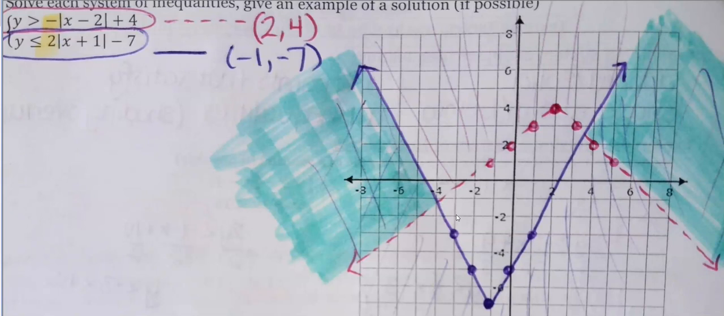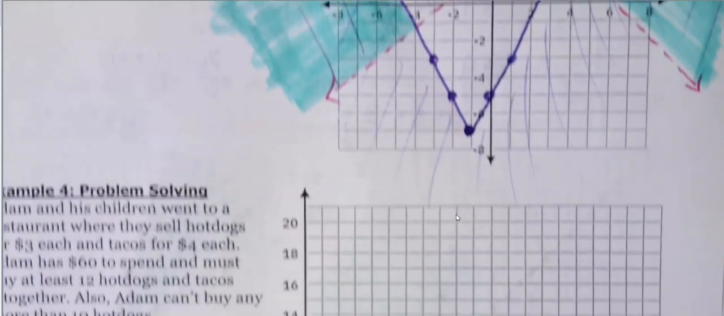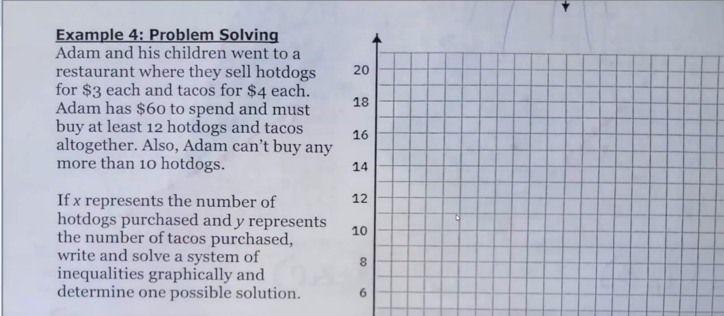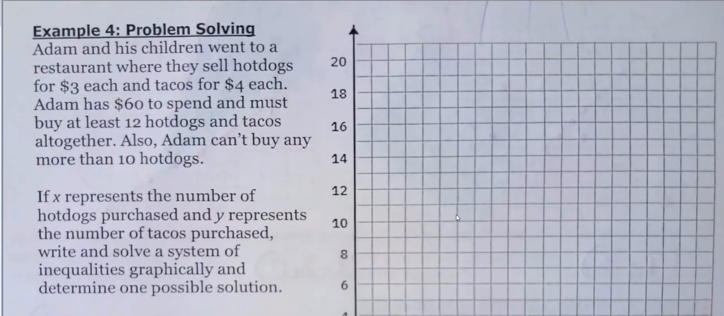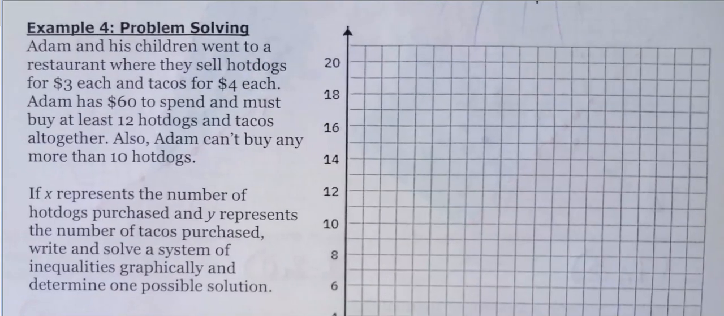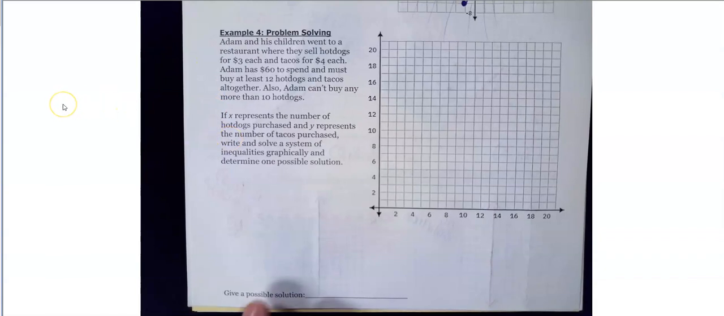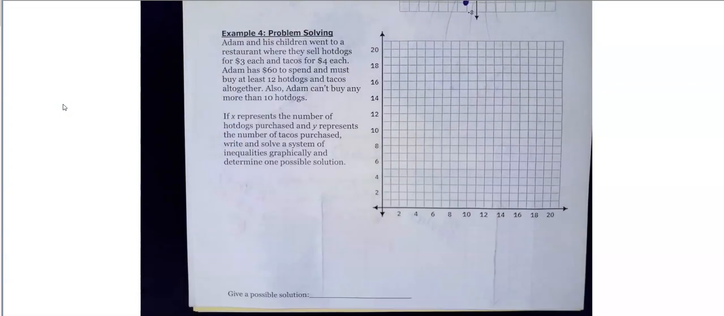Okay. Now, our lives would not be complete without a word problem, so here we go. This is not bad, I promise. And I can see that I made this typeface too big, so we'll just have to zoom out, sorry. Okay, so it says, Adam and his children went to a restaurant where they sell hot dogs, $3 a piece, tacos for $4 a piece, and he has $60 to spend. Let's see, he's got to buy at least 12 hot dogs and tacos together, and he can't buy more than 10 hot dogs. So I've actually got several different things going on here.